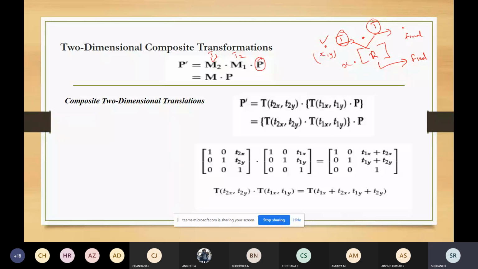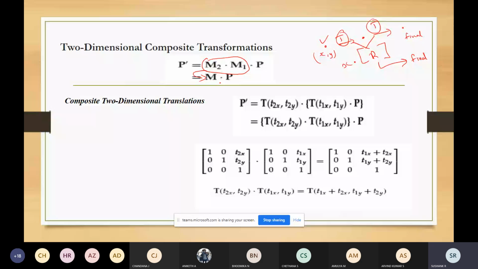So forming the product of transformation matrices. So here M1 and M2 are the two, this is one transformation, this is one transformation. So what I am doing means I am finding the product of these transformations. So this is known as composition of matrices. Forming the product of transformation matrices is often referred to as concatenation or composition.